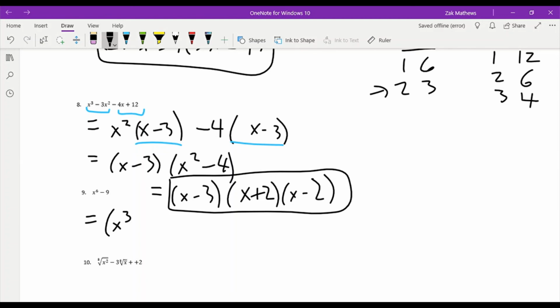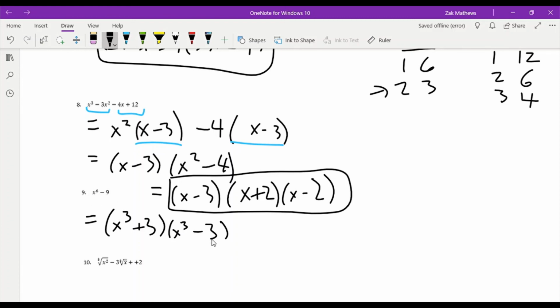To get to x to the 6th, I'd have to have x to the 3rd and x to the 3rd. And then 9 is 3 and 3. So remember, we can always check these by multiplying them back together. X cubed times x cubed. We multiply two like bases, we add their exponents. We do get x to the 6th.